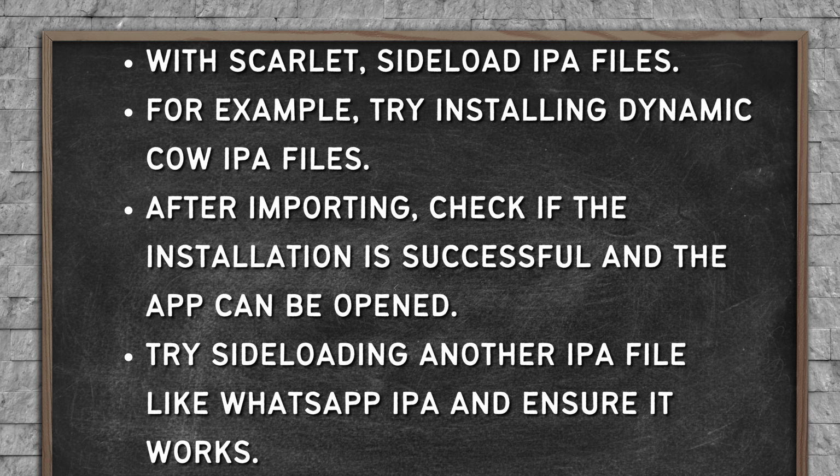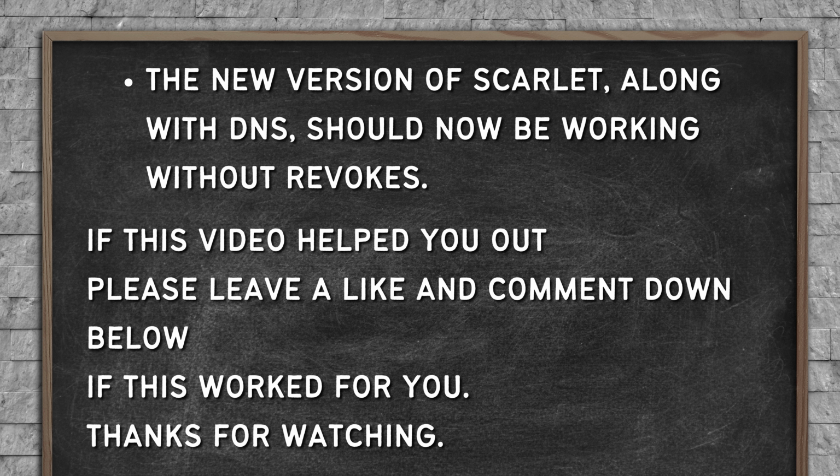With Scarlet, you can sideload IPA files. For example, try installing Dynamic Cow IPA files. After importing, check if the installation is successful and the app can be opened. Try sideloading another IPA file like the WhatsApp IPA and ensure it works. The new version of Scarlet along with the DNS should now be working without revokes.